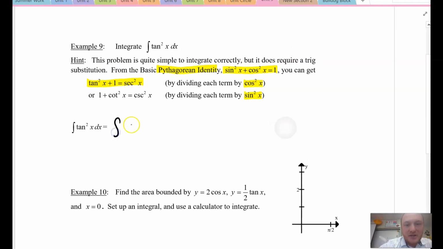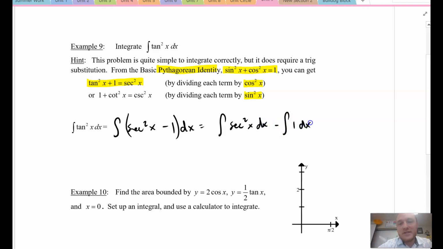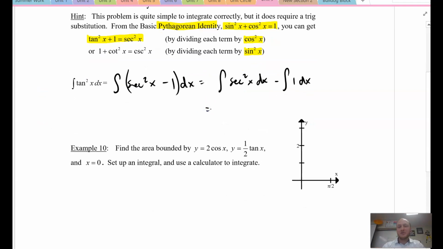So this is the integral of, now tan squared x is going to be secant squared x minus 1 dx. And if I want to split this, I have the integral of secant squared x dx minus the integral of 1 dx. This becomes very easy because the antiderivative of secant squared x is just tangent of x, and the integral of 1 dx is just x. And hey, there you have it. Basic, right? But it does require the knowledge of the identities.